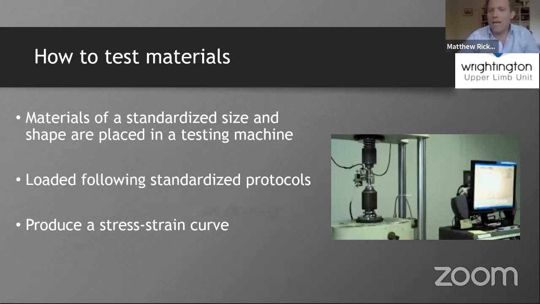So how do they get a stress-strain graph? They use tensile testing machines. Materials of a standardized size and shape are placed inside a testing machine. It's loaded through a standardized protocol and it produces your classical stress-strain graph.